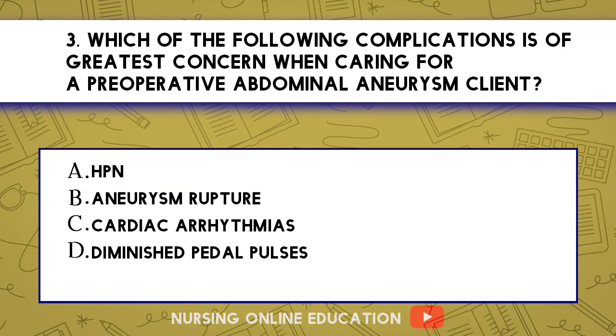3. Which of the following complications is of greatest concern when caring for a preoperative abdominal aneurysm client? A. HPN. B. Aneurysm rupture. C. Cardiac arrhythmias. D. Diminished pedal pulses. The answer is aneurysm rupture.